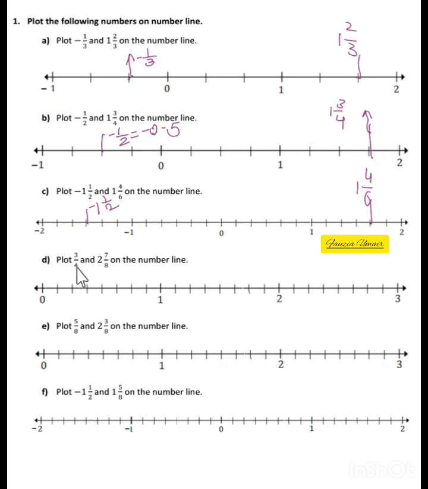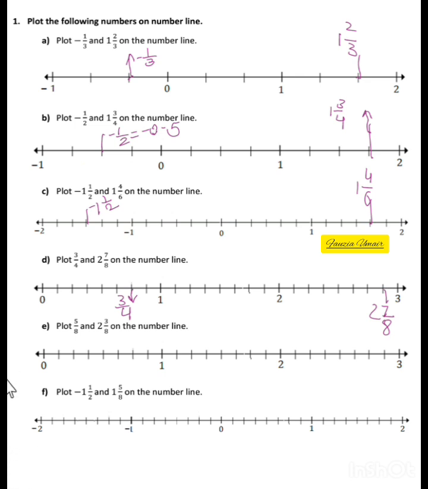Plot 3/4 and 2 whole 7/8 on the number line. So 3/4 is 0.75. So 0 is here and this is 0.25, this is 0.5, and this is 0.75. So if I say this is 3/4, that will make sense. Now 2 whole 7/8: this is 2 wholes and this is 7 parts out of 8.